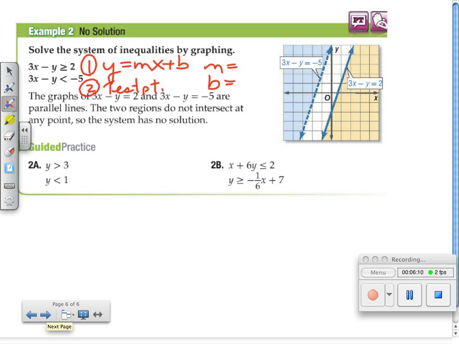Okay, so in this case we have 3x minus y is equal to 2. There's the line for it. We do a test point, and we realize that we're going to shade this side over here. And then we take the other inequality, 3x minus y is less than negative 5, graph it, as they've done here, with a dotted line, since it's not equal to, do a test point, and realize that this is the part that's shaded. So, is there a solution? Do they have any area that intersects? They don't, so there's no solution.